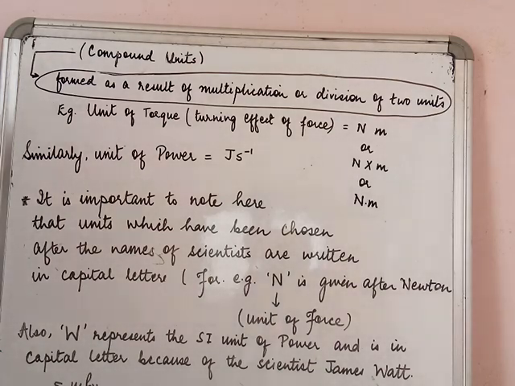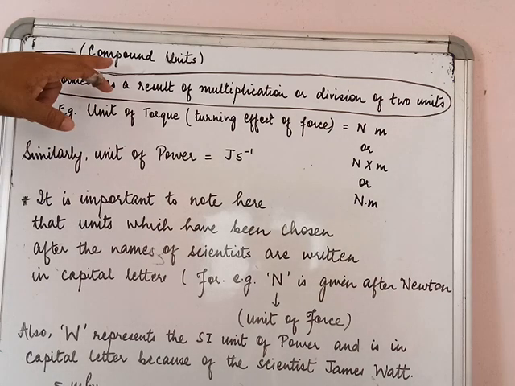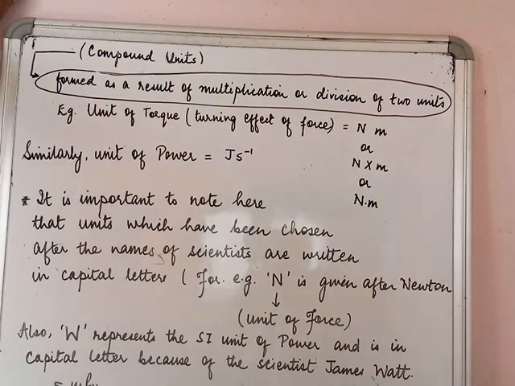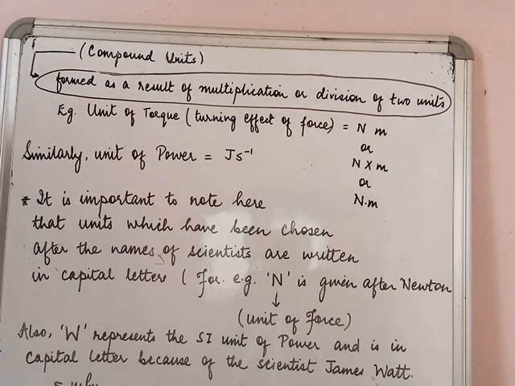Now one more thing that we have to cover as far as units are concerned is a compound unit. So what is a compound unit? Please read carefully over here. It is a unit which is formed as a result of multiplication or division of any two units. So a compound unit will either be a multiplication of two units or a division of two units.